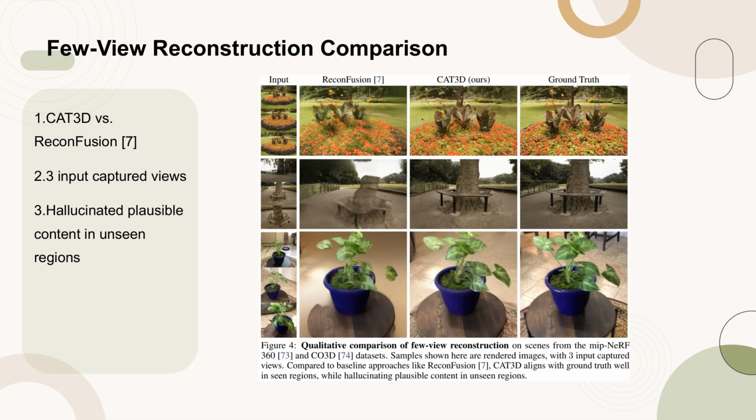Figure 4 presents a qualitative comparison of few-view reconstruction on scenes from the Mip-NeRF 360 and CO3D datasets. The samples are rendered images with 3 input captured views. The comparison highlights that CAT3D aligns well with ground truth in seen regions, while also successfully hallucinating plausible content in unseen regions, a feature where baseline approaches like ReconFusion often fall short.